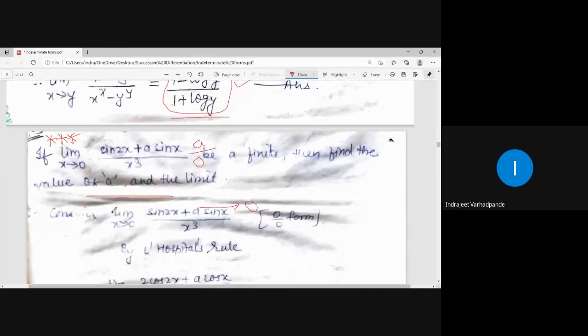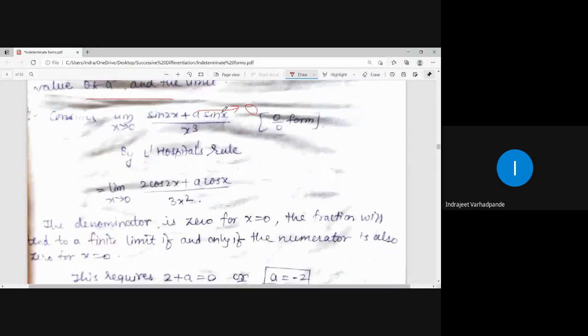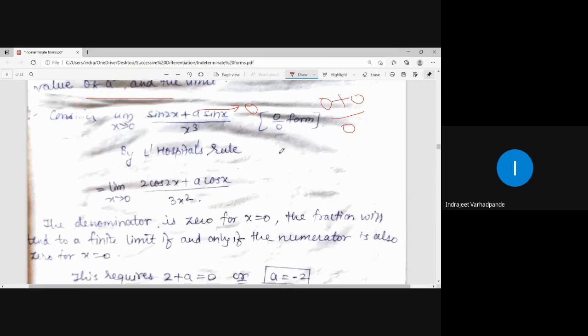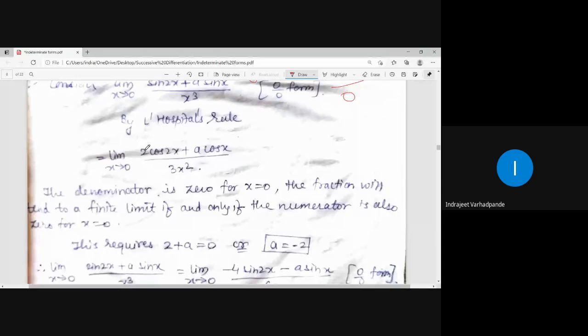So in this case, I will say the limit as x tends to 0 of (sin 2x plus a sin x) upon x cube. If you put the value of the limit as 0, it will be 0 plus 0 upon 0, which is taking the form 0 by 0. Then if you apply L'Hospital's rule, what will it be? 2 into 1 plus a into 1 upon 0. So what you are getting is 2 plus a upon 0, right?